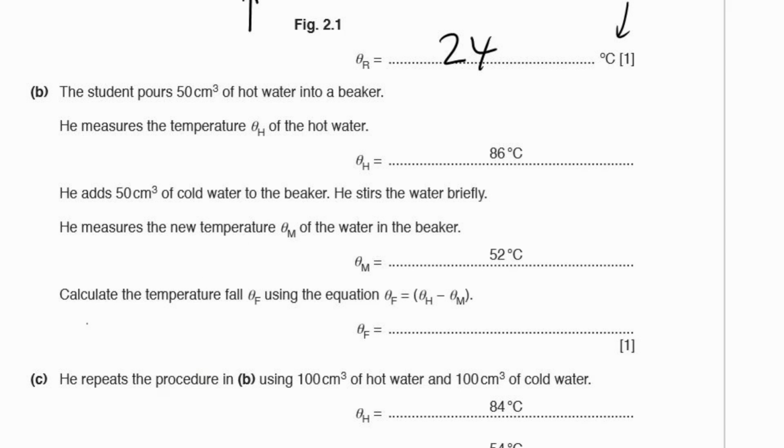Alright, easily done. Here we go, theta h is 86 degrees Celsius minus theta m, which is 52 degrees Celsius. And putting that into the calculator gives us a value of 34 degrees Celsius. Remember your units, it's not written down here.